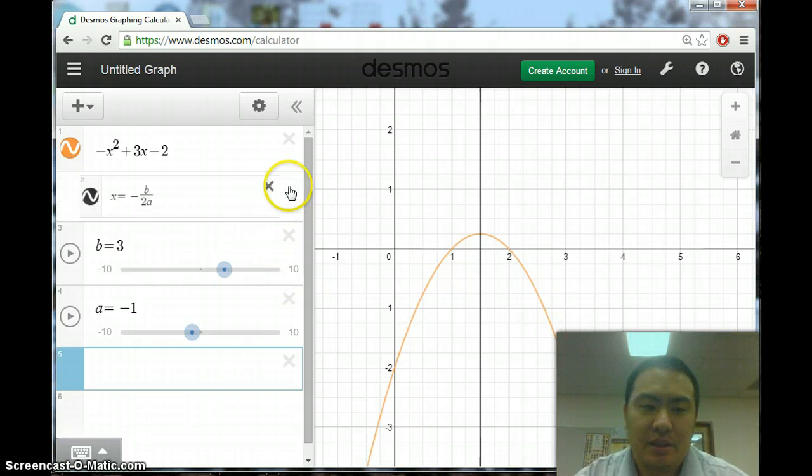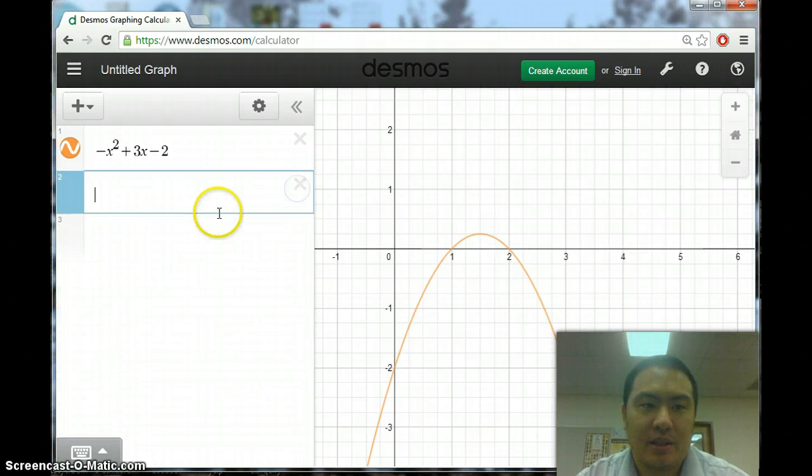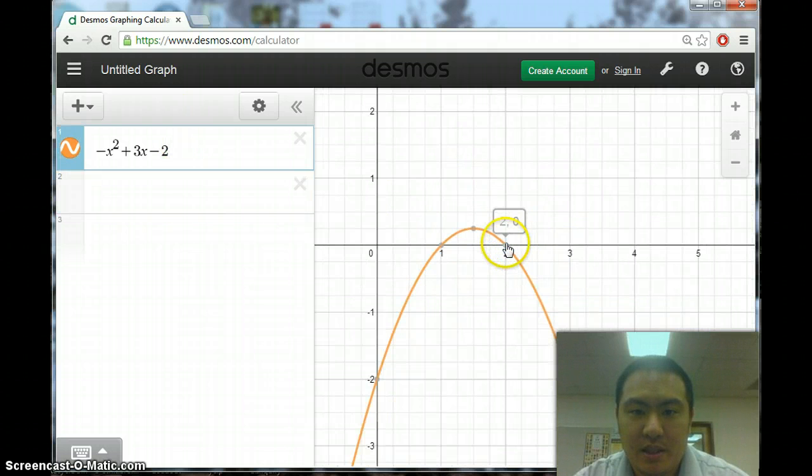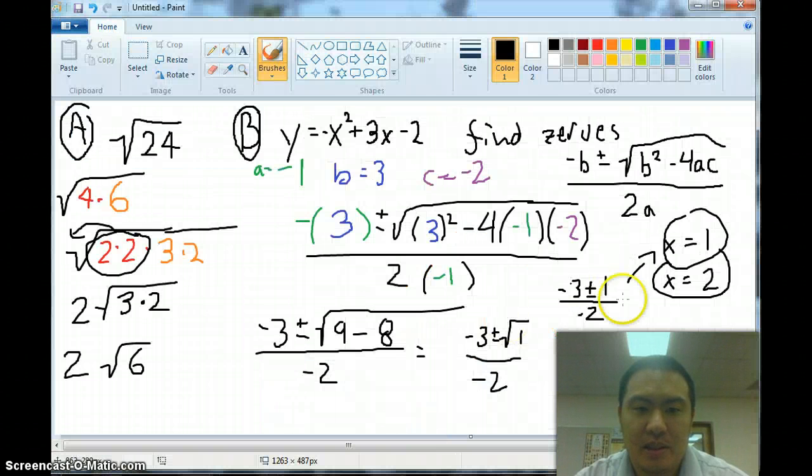Okay, but let's go ahead and just not talk about that right now. Let's just deal with this. So looking at this, we can see that the zeros are at 2 and 1, and that's exactly what we got from using the quadratic formula.